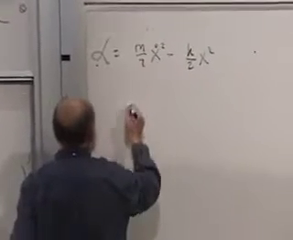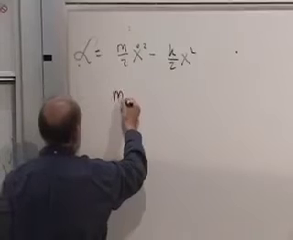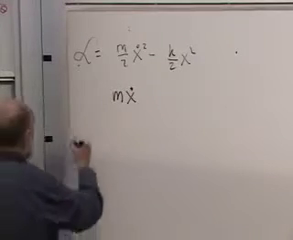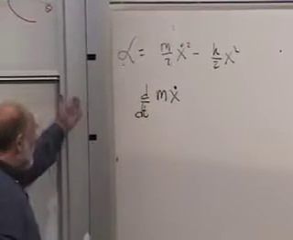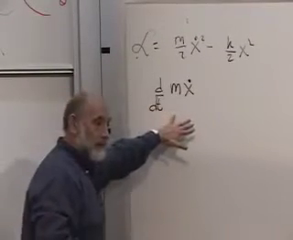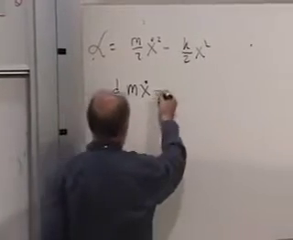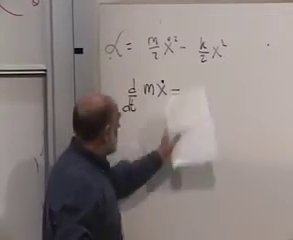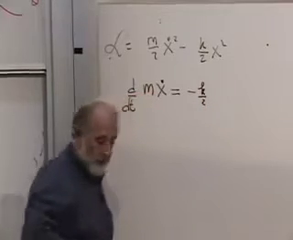dL by dx dot, that's p sub x. dL by dx dot is just m x dot, just the ordinary momentum. d by dt of that, that's the derivative of the Lagrangian. That's d by dt of dL by dx dot. That's the left-hand side of Lagrange's equations. The right-hand side is just dL by dx. That's this. So that's minus k over 2 times 2x.